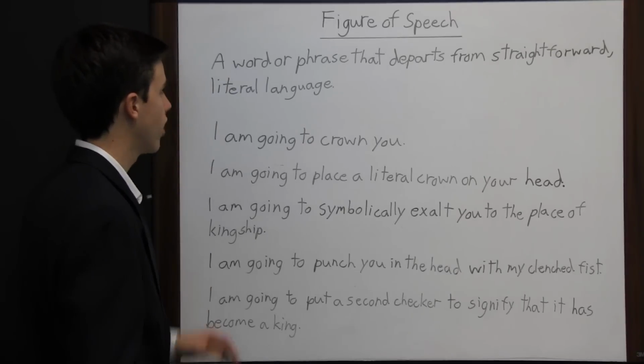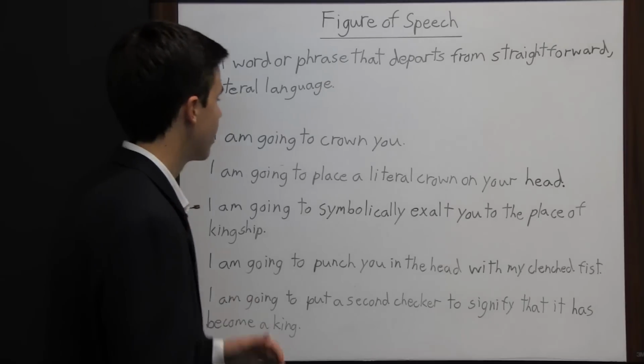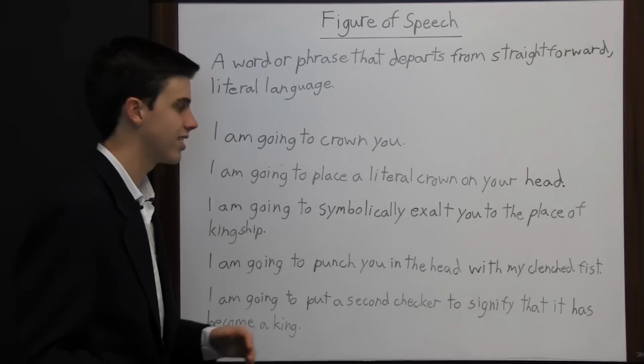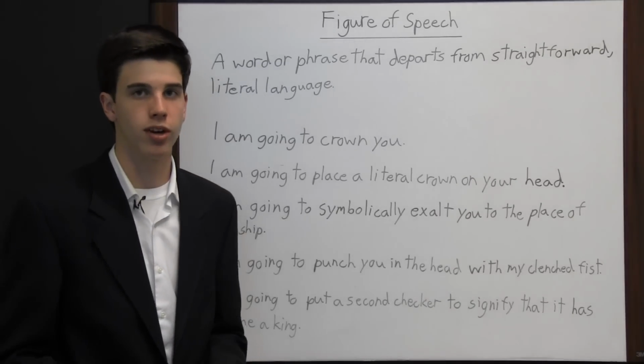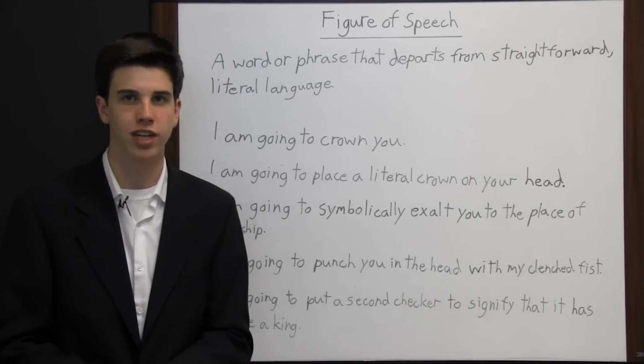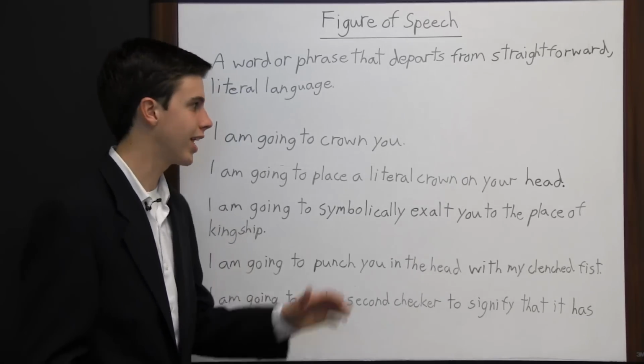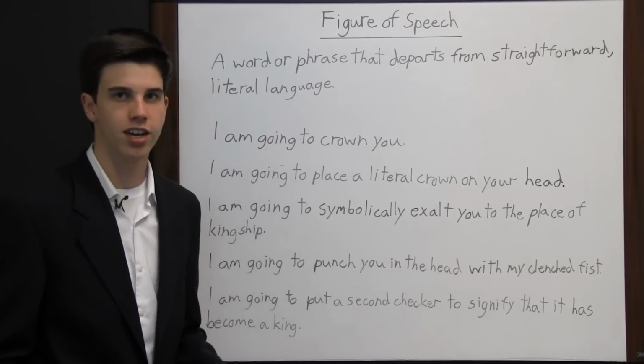So here, I'm going to crown you is a figure of speech because it departs from straightforward literal language. I'm going to crown you doesn't necessarily imply what is going to happen. Thus, it's a figure of speech because there's several possible meanings. And the reader just has to determine the meaning of this figure of speech from the context around it.